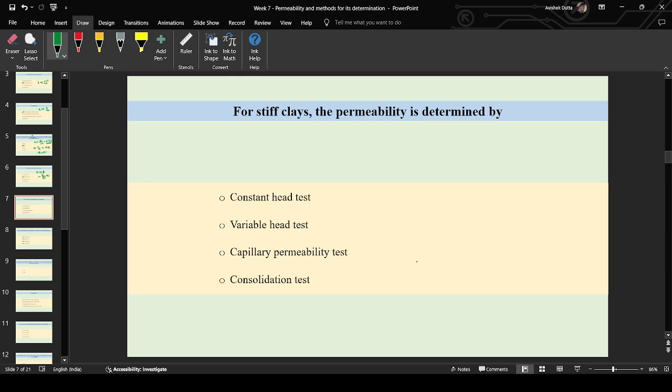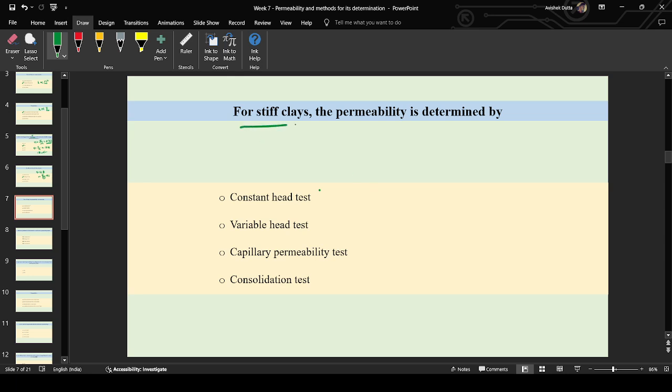I am not going into the discussion of the capillary permeability test because I have seen a bit of difference in opinion in two different books in some parts. So I'll just ask you to read it. The third option: constant and variable head, these two cannot be used. These two are mainly used for coarse grained soils.